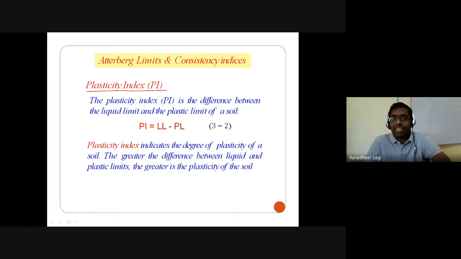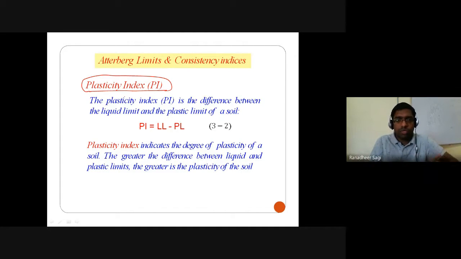Plasticity index is the range of water content, or the difference between the liquid limit value and the plastic limit value of a particular soil. That difference in water content between the liquid limit and plastic limit of that soil is what we call the plasticity index value of that soil. It is that range of water content over which the soil gets transformed from the plastic state to the liquid state.